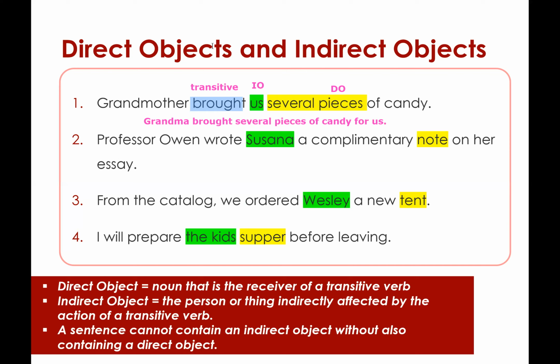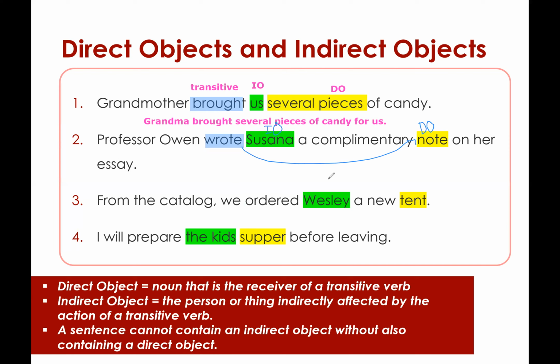Number 2, Professor Owen wrote. So wrote is our transitive verb, but what was being written? The note was being written. So the note is the direct object, but wrote for whom? For Susanna. Susanna is being impacted. So she is the indirect object. Okay, so you can also say Professor Owen wrote a note for Susanna.